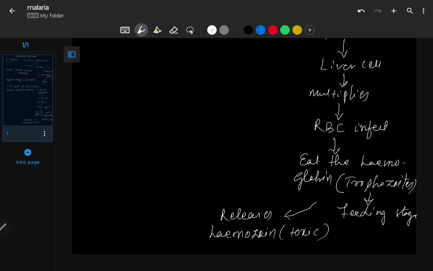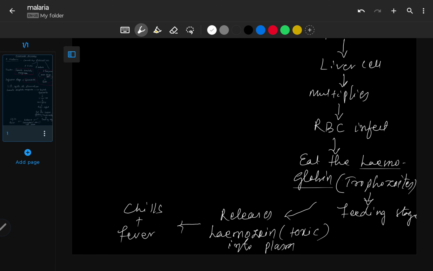Now when this hemozoin is released into the plasma, after its release the fever comes with chills. So now chills plus fever.